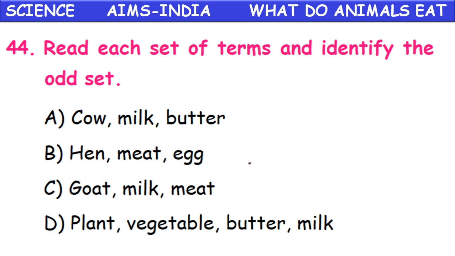Read each set of the terms and identify the odd set. Means you have to read the items given in the set, and from these 4, we have to select the odd one. Cow, milk, butter. Hen, meat, egg. Goat, milk, meat. Plant, vegetable, butter, milk. Okay, here these are all related only. We have to select the odd set. Okay, the odd set is this one, which includes both plant and animal products.